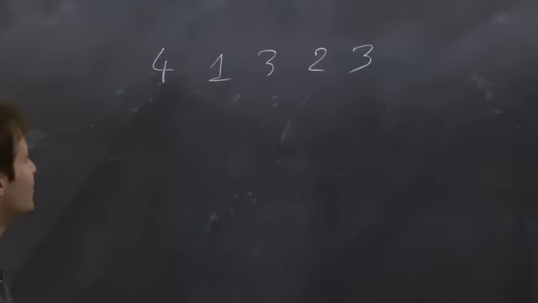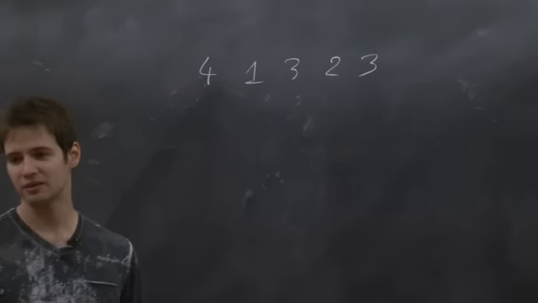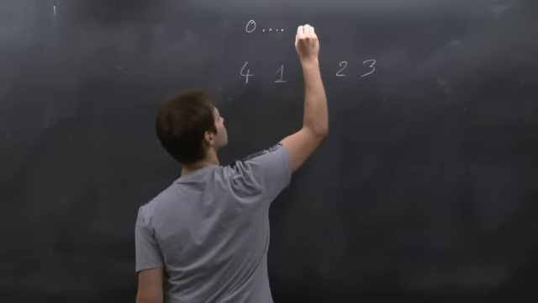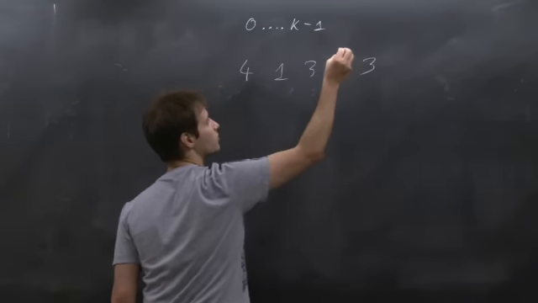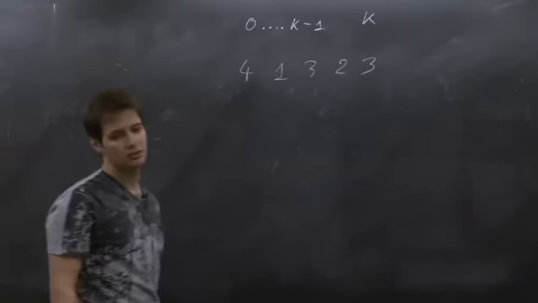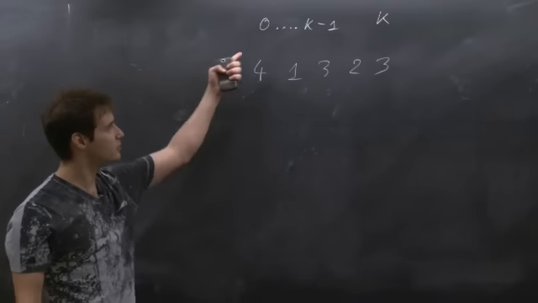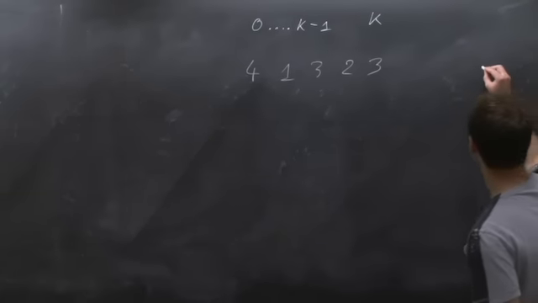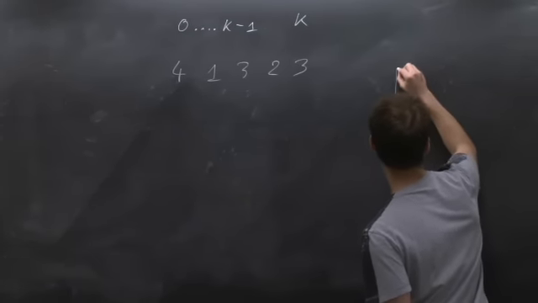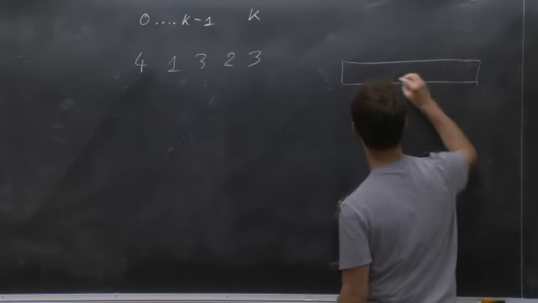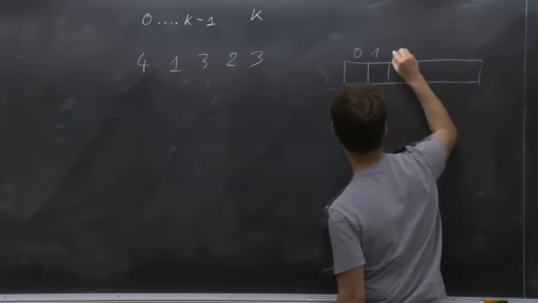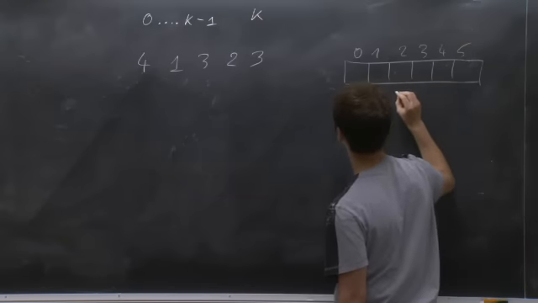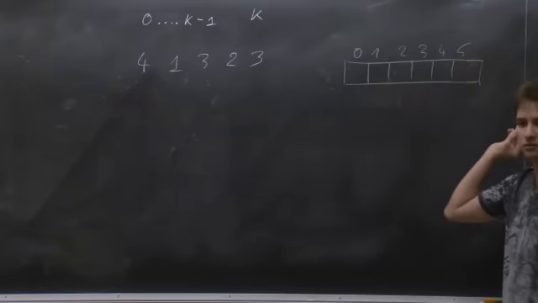Very good. So counting sort needs to know something about your values, right? It makes an assumption. And the assumption is that these values are integers from 0 to, say, k minus 1. So you have k possible values. And they don't really have to be these as long as you can map them to these numbers. So we are going to initialize an array: 0, 1, 2, 3, 4, 5. So we're going to initialize it with zeros.